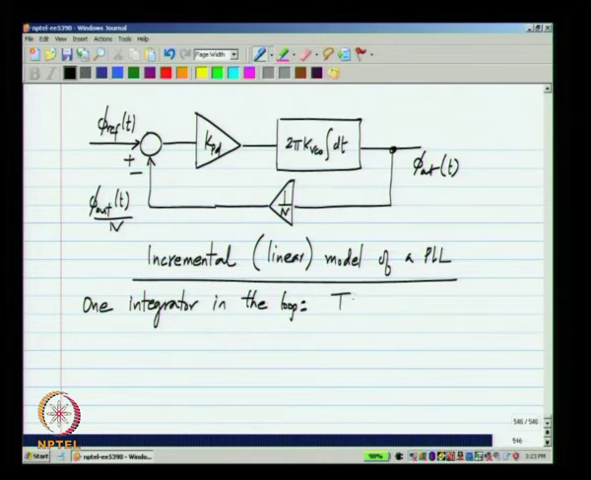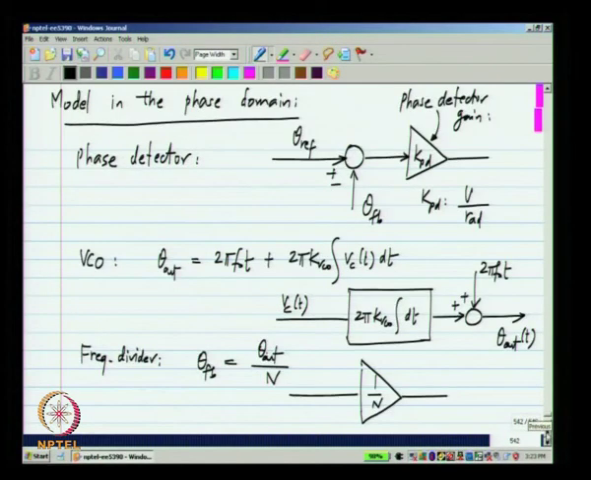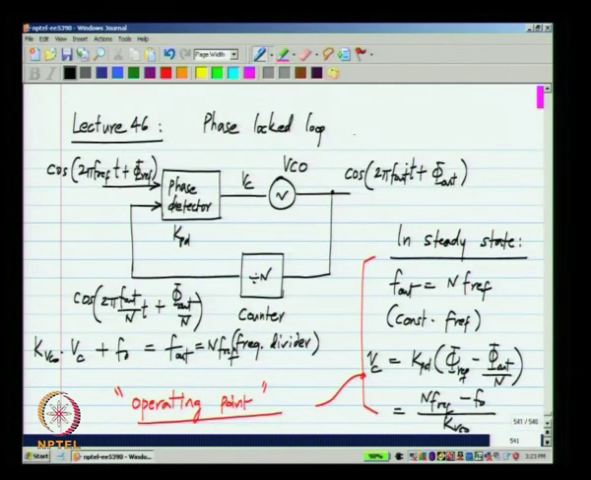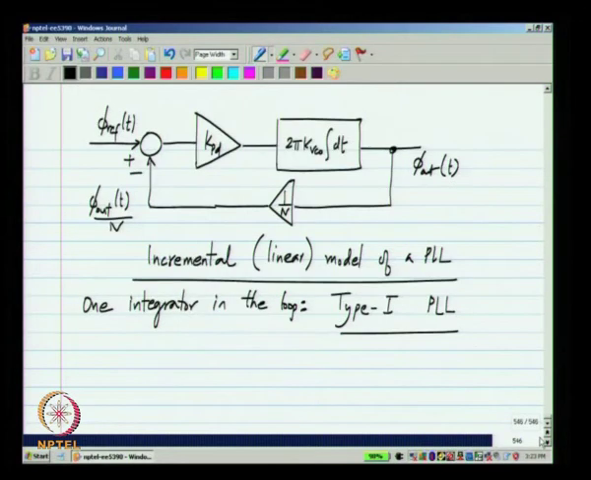And in control system parlance, this is known as a type 1 system, and this particular system is known as a type 1 PLL. That is the PLL that we designed earlier, this one, this is known as a type 1 PLL. Okay. So, from this incremental model, we will calculate many characteristics of the phase lock loop, and we will see that there is some inherent conflict between two different requirements, and we will see how to solve that. Okay.